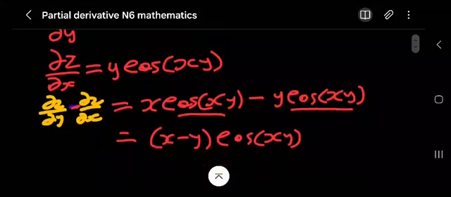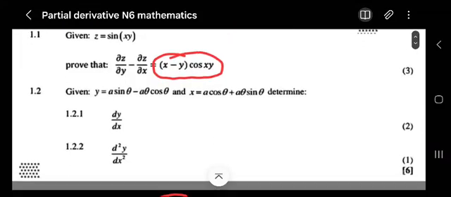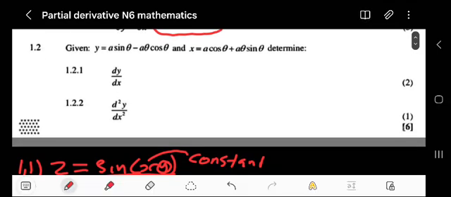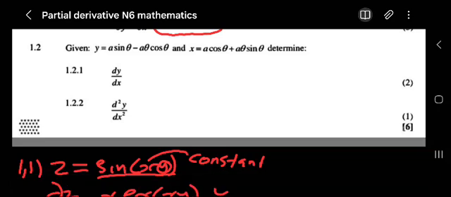It's fine. So now we are given 1.2. We have been given these things here: y is equal to a sin θ minus aθ cos θ, and x is equal to a cos θ plus aθ sin θ. Determine the derivative with respect to x. As you can see, that is not a partial derivative, but fine, we are still dealing with derivatives, right? To find this, because you have been given two things, we must know.